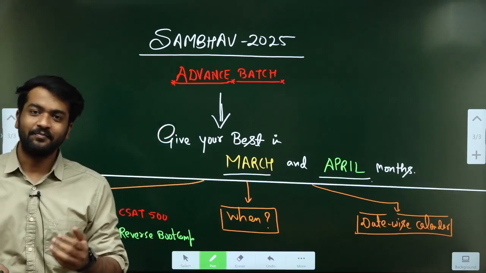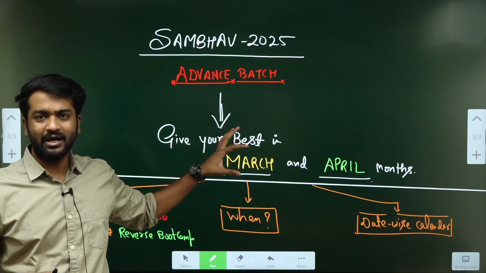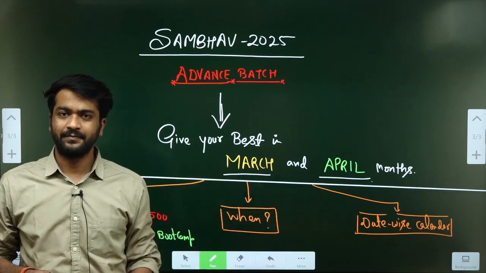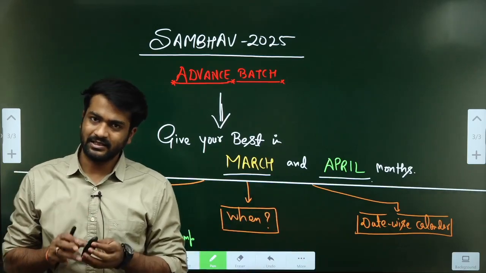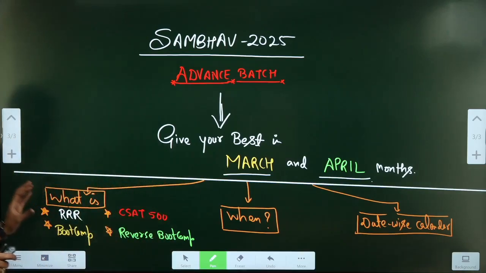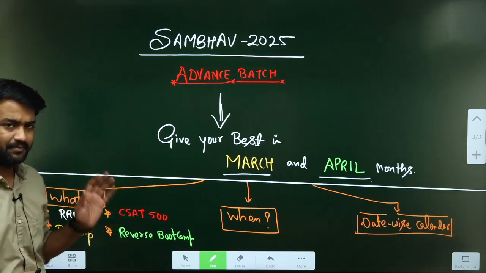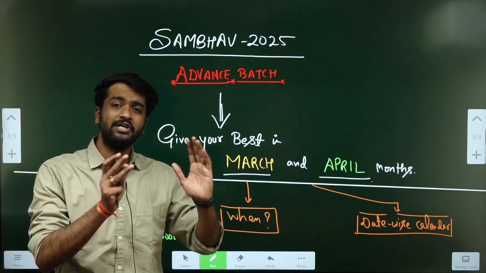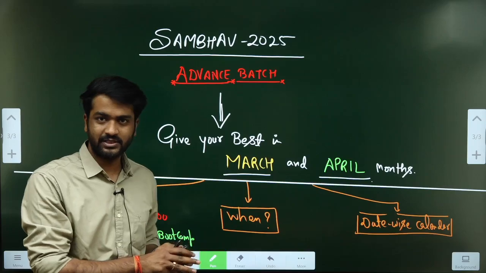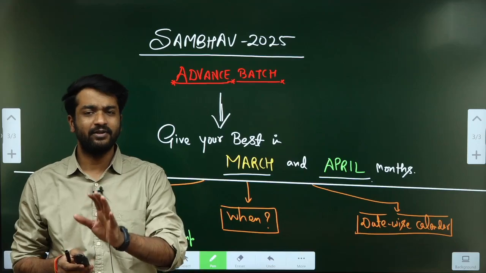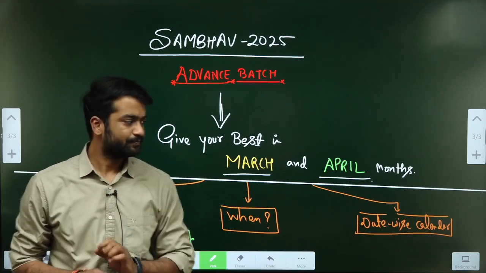So here I am to introduce a program which will help you to give your best in March and April month. First of all, I will discuss the various components of this program. The components are RRR, Ruthless Rapid Revision, Bootcamp, Reverse Bootcamp, CSET 500. Not only these, there are some additional features of SAMBHAV Advanced Batch which you can refer if you are confused in any part of your preparation. I will come to everything in detail very soon.